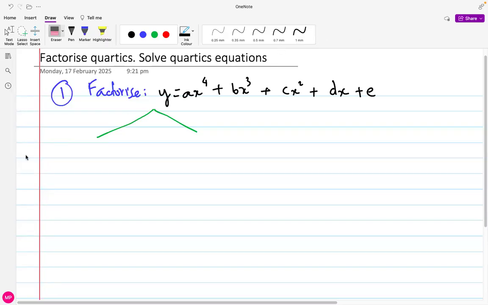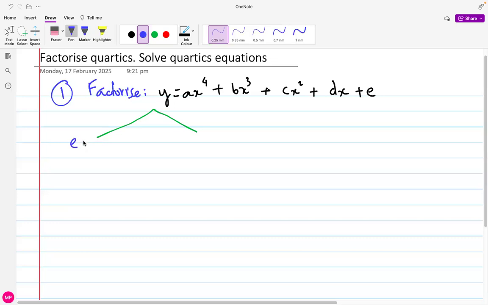Hello everyone. Today we're going to look at how to factorize quartic equations, and later on we're going to revise how to solve the quartic equation as well. Now here I have the general form of quartics. Depending on the coefficient here, we have different methods. So mostly we would look at the constant, which is a.